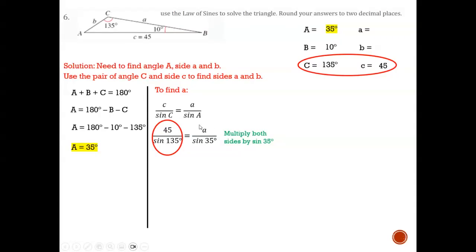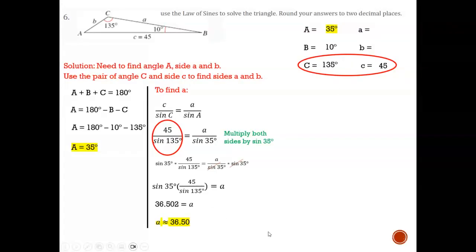Solving makes it easy when the variable that we want is on top. You just multiply by what you have on the bottom. So both sides get multiplied by sine 35. It cancels on the right. So I am left with a, and I need to multiply all of this to give me the value of a, little a. And it should give 36.502 when you round, 36.50 rounded to 2 decimal places. And there we go, we have that value, okay?